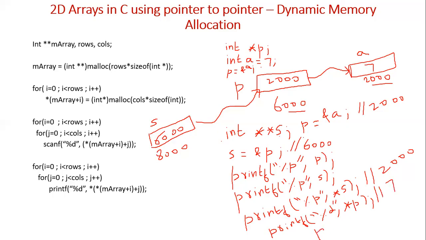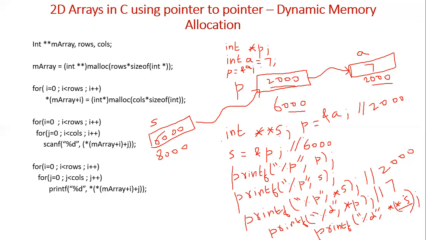Okay. If I display printf percentage D comma star star S, what will it display? Two times we are using star. So what is S? S is 6000. So what is star S? Star S is value at 6000. What is value at 6000? Value at 6000 is 2000.